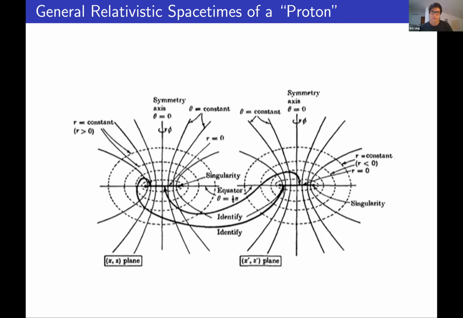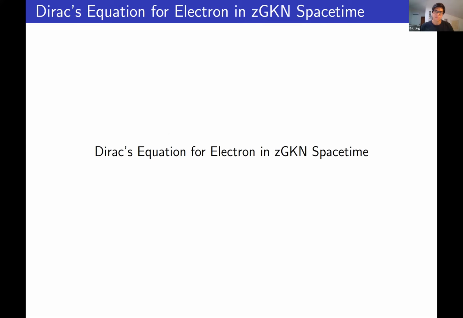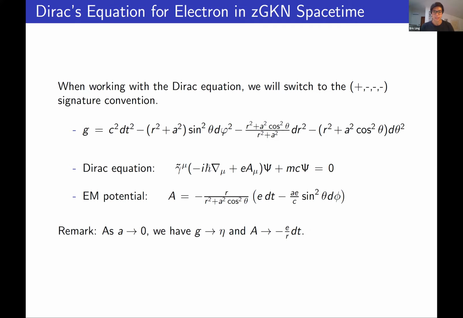Okay, now let's look at Dirac's equation for an electron in the ZGKN spacetime. When working with the Dirac equation, we're going to switch to the plus minus minus minus signature convention. So this is the metric for ZGKN with this signature convention. Here is the Dirac equation on curved spacetime. Notice that we're using the covariant derivative for spinors here, and here is the electromagnetic potential. Now, remember this potential does not depend on Newton's gravitational constant, so this is the same electromagnetic potential that one finds in the Kerr-Newman spacetime as well.